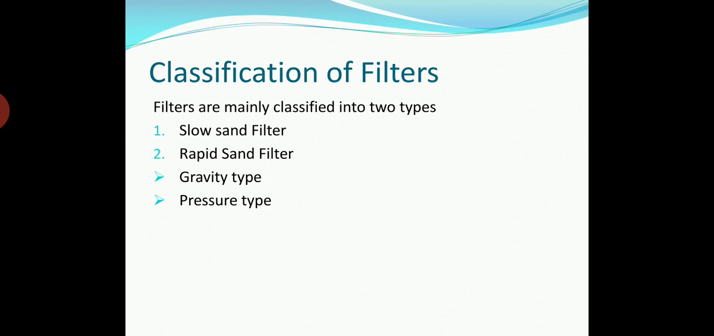This rapid sand filter is again divided into two types. One is gravity type and the other one is pressure type. Gravity type means the water automatically flows down by gravity. Pressure filter means we increase the pressure more than atmospheric pressure and make the water flow down. It is known as pressure filter.